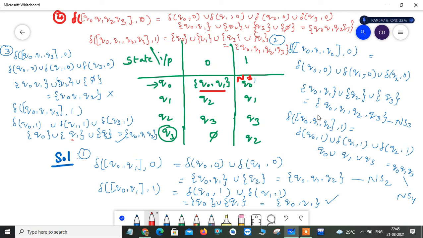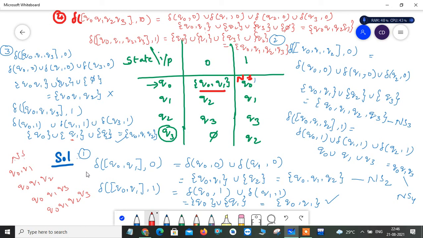So now I have the new states like Q0 Q1, right? Here I list out all the new states: Q0 Q1, and the second one is Q0 Q1 Q2, and the third new state is Q0, Q1, Q3, right? And the last one is Q0, Q1, Q2 and Q3. So these are the new states I find in my conversion of NFA to DFA.